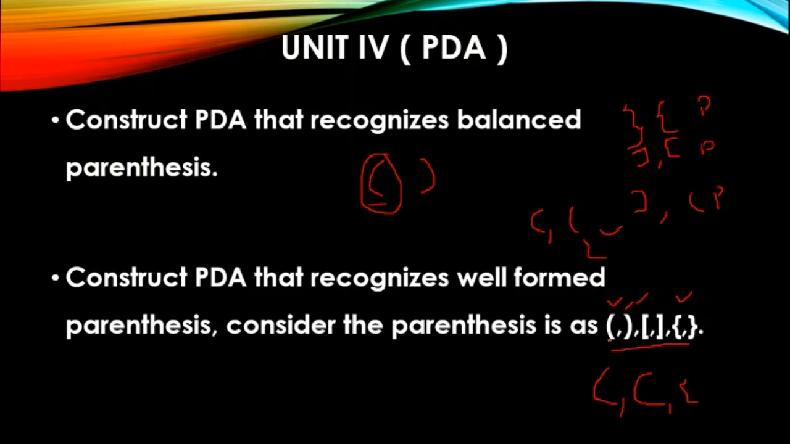When we read input as B2 and the top of the stack is A2, then perform the pop operation. If the input is B3 and the top of the stack is A3, then only perform the pop operation. In all remaining possibilities we can perform the push operation. So this is the way of implementing the pushdown automata for this type of language.